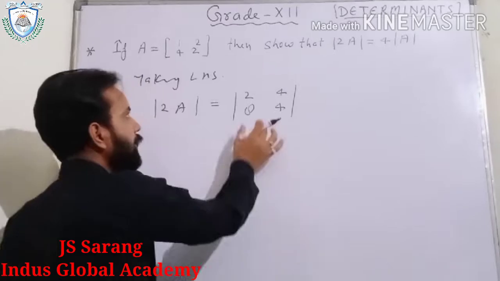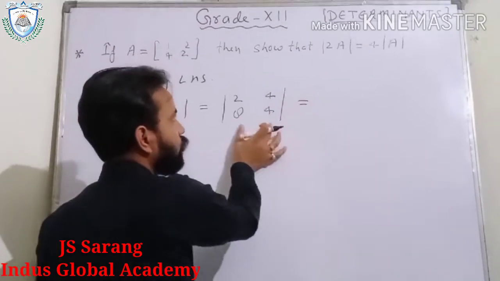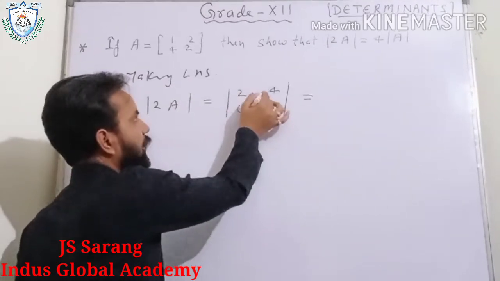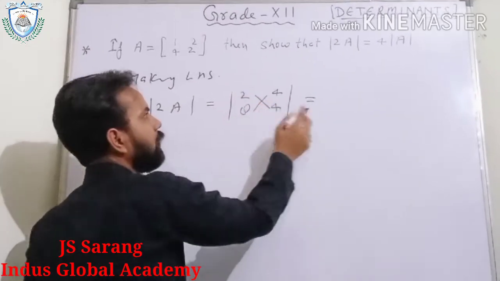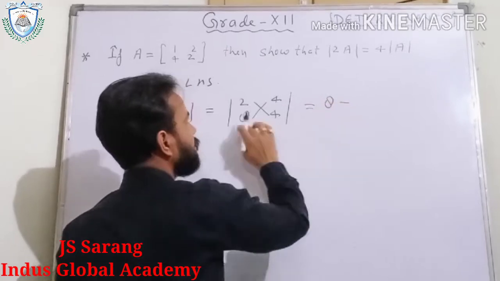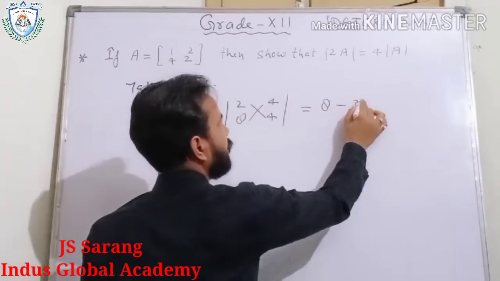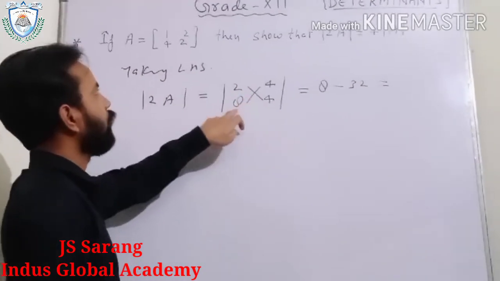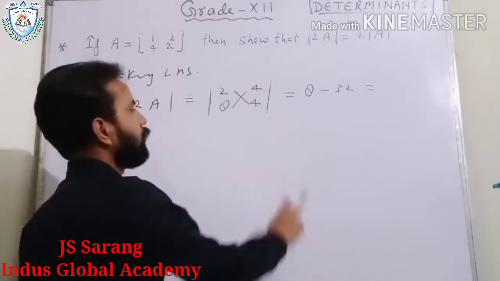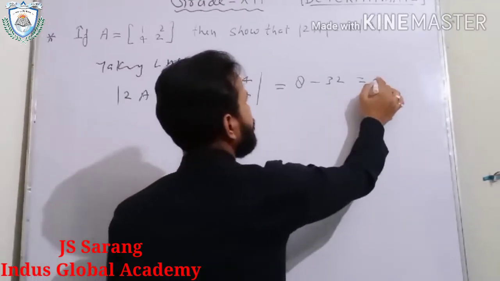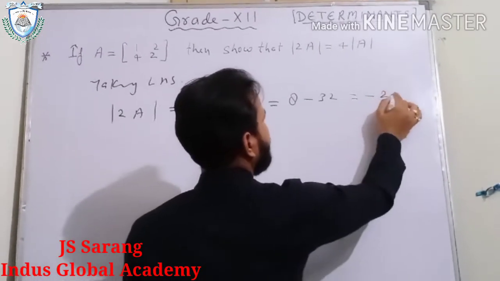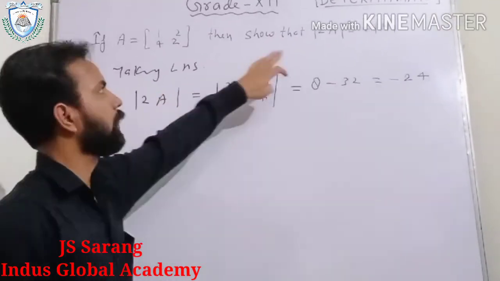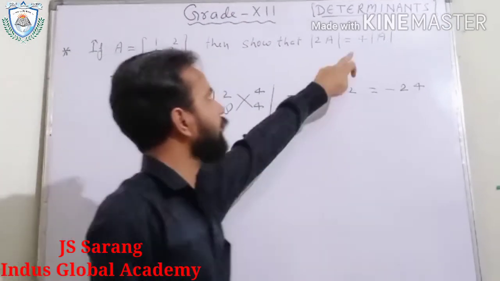Clear? Now we can simplify this determinant. This is 2 by 2 order. This is very simple. We will do the cross multiplication here. So 2 4s are 8 minus 8 4s are 32. So what is the answer? That is minus 24. Is it clear? So this is the value of left hand side. Now we have to find RHS.